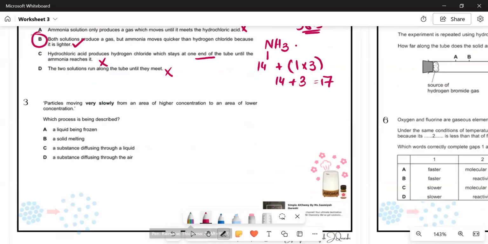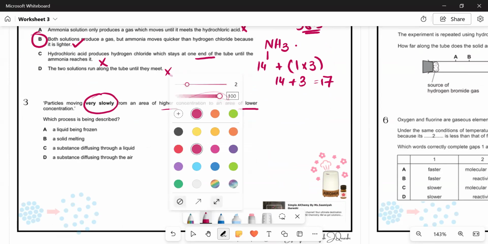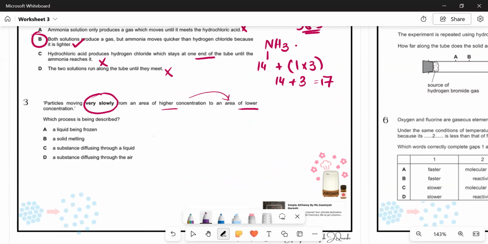Okay, next question: the particles moving very slowly from high concentration to low concentration, which process is being described? Okay, so from high to low concentration, this is called, yes students? Yes, you are right. This is called diffusion. The movement of particles from high to low concentration. And diffusion does not occur in solids. Okay, so solid will cancel it.